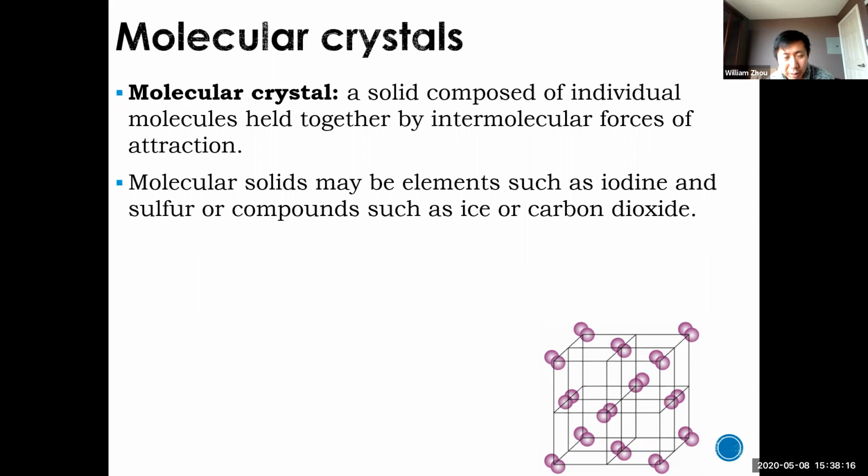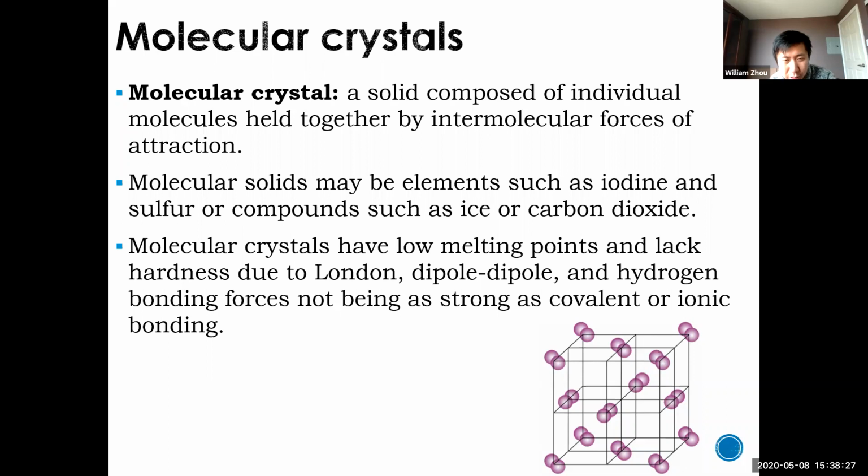So to melt a molecular crystal, you don't break the water. That's electrolysis. You don't break water molecules, you break water from each other. So molecular crystals therefore have low melting points and they lack hardness. You can easily crack ice. It's not easy to crack an ionic compound. All right, does that make sense, guys?